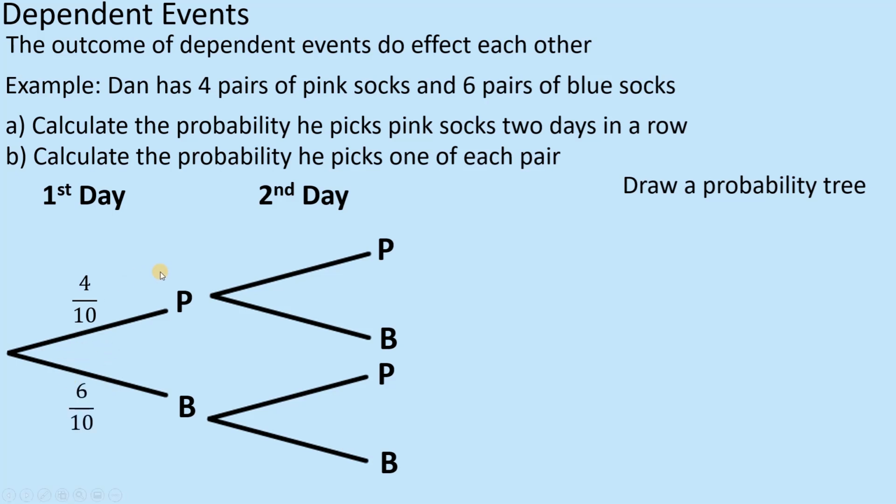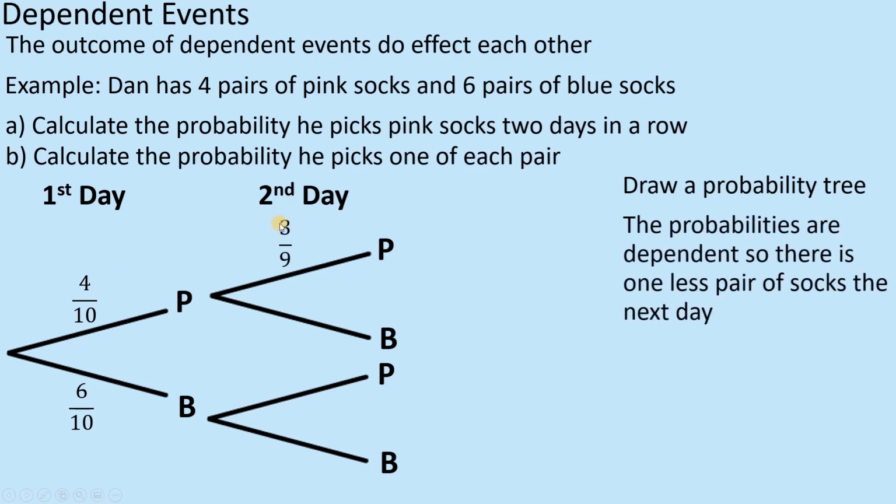However, if he's picked a pair of pink socks from the first day and they've gone in the wash, he no longer has 10 pairs of socks to deal with, and he's already got rid of 1 pair of pink socks. So this probability has changed, hasn't it? It's now 3 pairs of pink socks, and there are only 9 left in the drawer. It's changed, okay? And this probability has also changed a little bit because there's still 6 pairs of blue socks, but out of 9, isn't it? All right, so these 2 need to add up to 1. Hopefully you can see that. There's 3 out of 9 of the pinks, and there's 6 out of 9 blue.